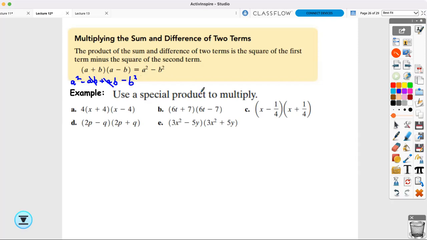I'm gonna go ahead and give you 3 minutes to write this down and get started on the example, writing it out, and then I'll start with A shortly. 3 minutes.